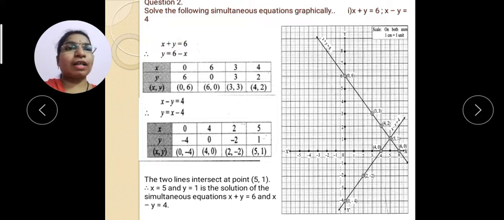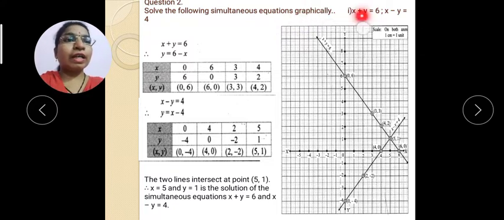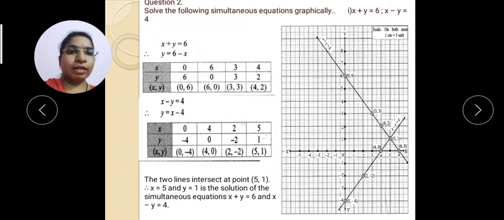Just the equations are given. How will the question ask? Solve the following simultaneous equations graphically. What are the equations? x + y = 6 and x - y = 4. How to solve these? Firstly, isolate y. So x + y is 6, so y is equal to 6 - x. Now substitute different values of x and you will get different values of y. I choose here 0, 6, 3 and 4. You can choose others also.